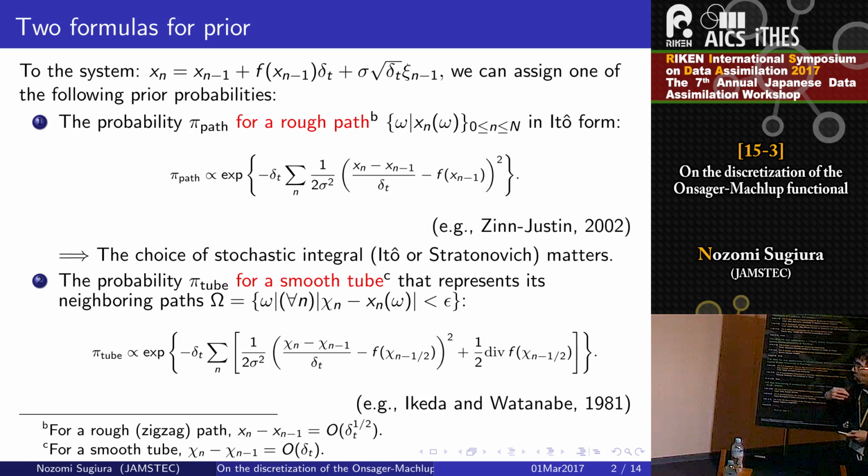Another probability is that for a smooth tube. It's not a probability for a path, but a probability of a neighboring path like this. X is a neighboring path of the smooth tube chi. For chi, we can assign this probability. It has a divergence term. It was proved a long time ago, in 1981.